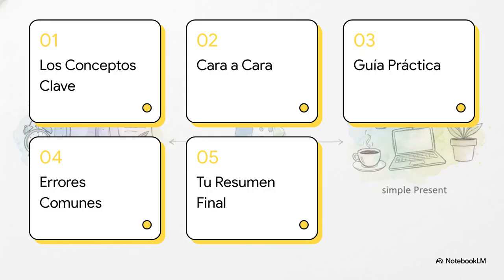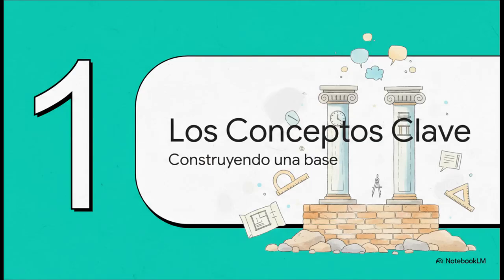Awesome. So here's our game plan. First, we'll nail down the key concepts. Then, we'll put them side by side to really see the differences. After that, I'll give you a practical guide so you won't forget them. We'll also go over some common mistakes to learn from them, and we'll finish it all off with a final summary. Ready? All right, let's start from the beginning, building a solid foundation.